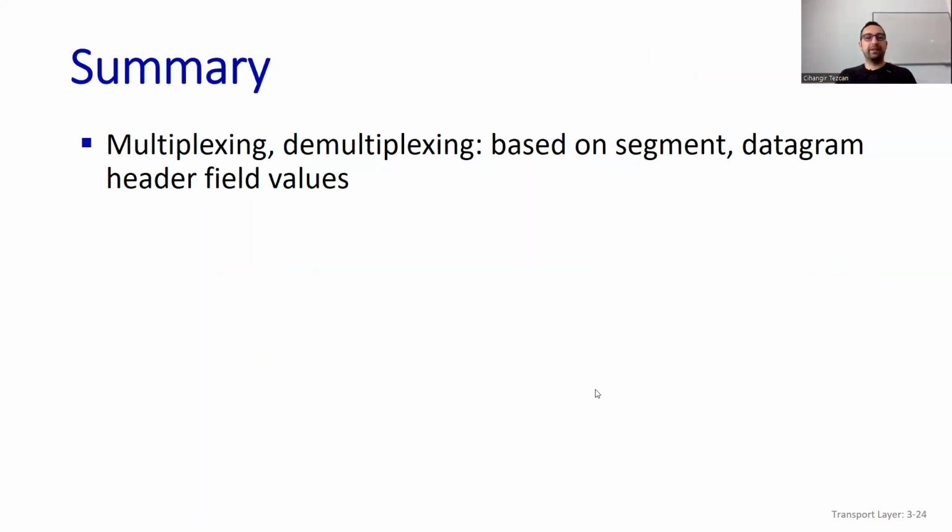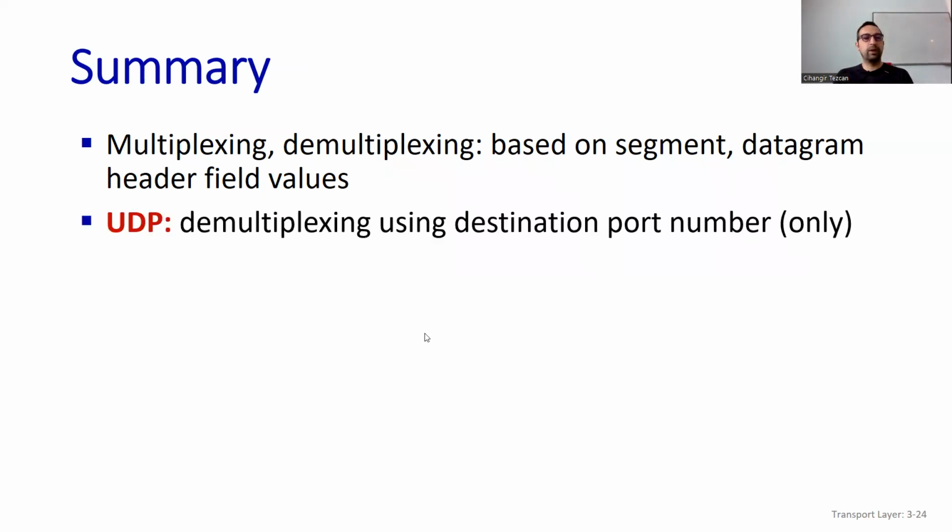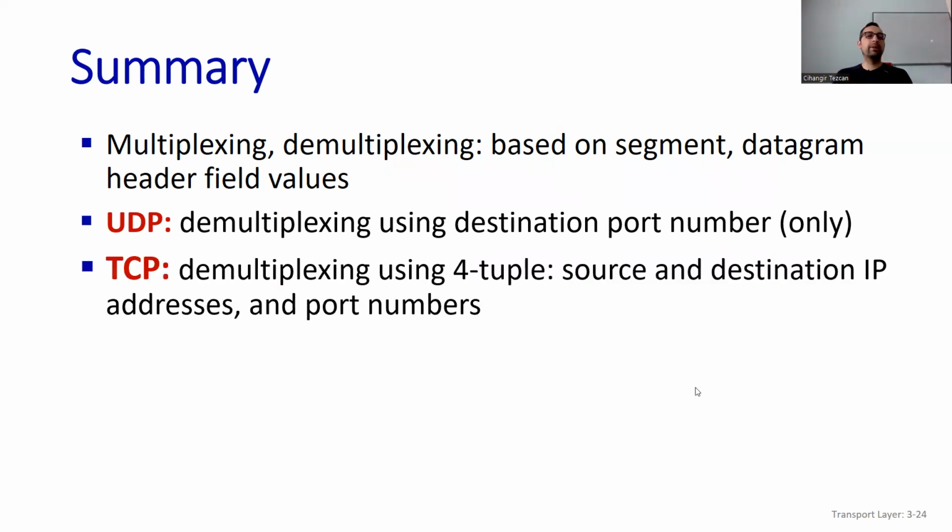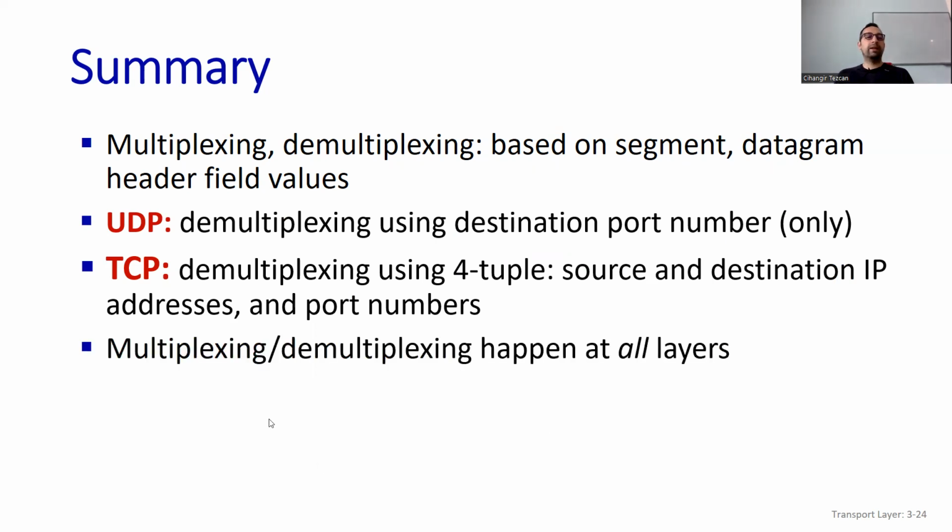So the summary is multiplexing and demultiplexing are based on segment and datagram header field values. UDP demultiplexing uses destination port number only. TCP demultiplexing uses 4-tuple: source and destination IP addresses and port numbers. Multiplexing and demultiplexing happen at all layers. We already mentioned this in Internet protocol. And this is actually how the processes talk. Then we will talk about UDP and TCP.